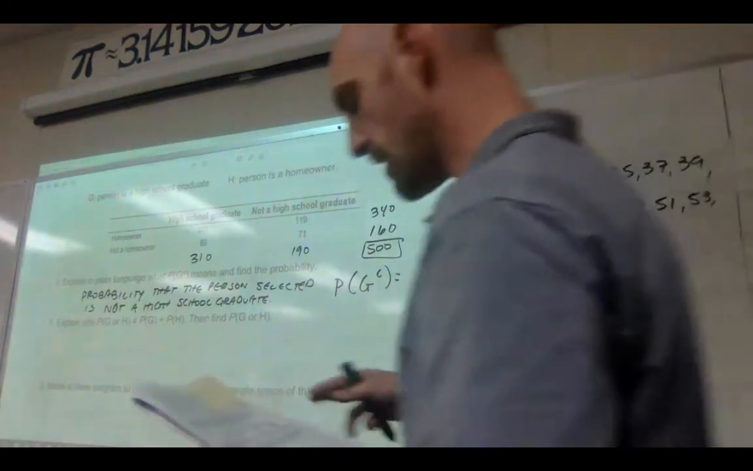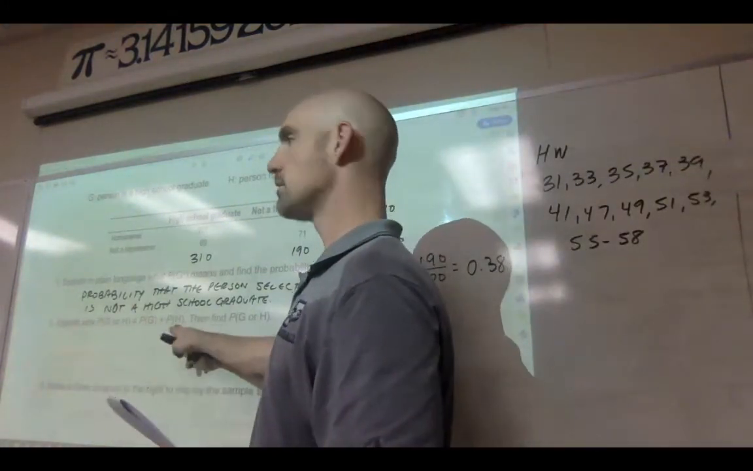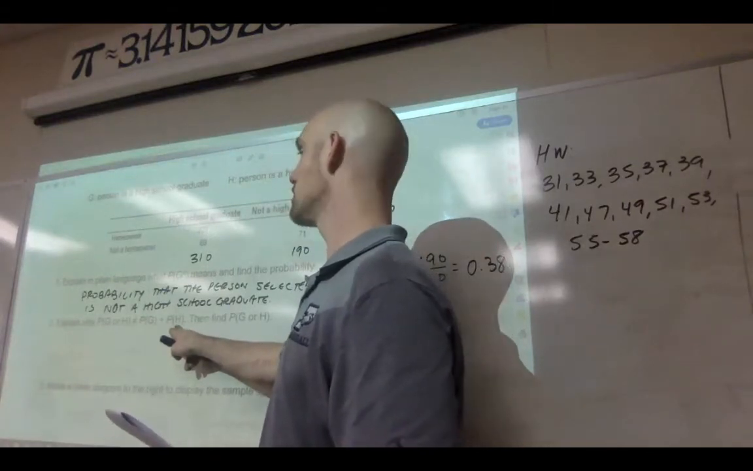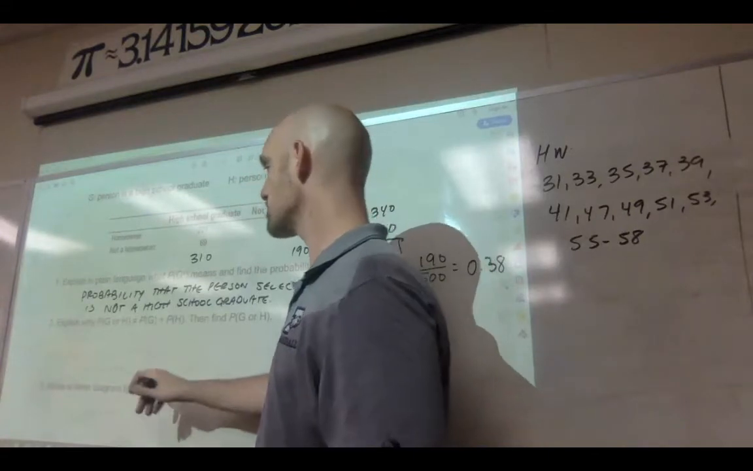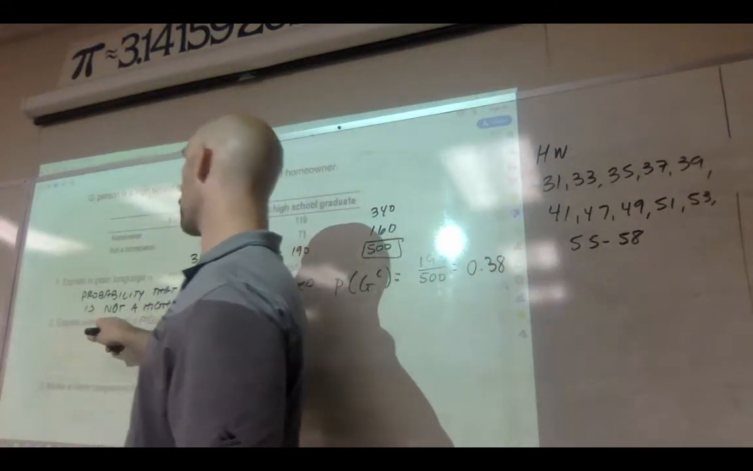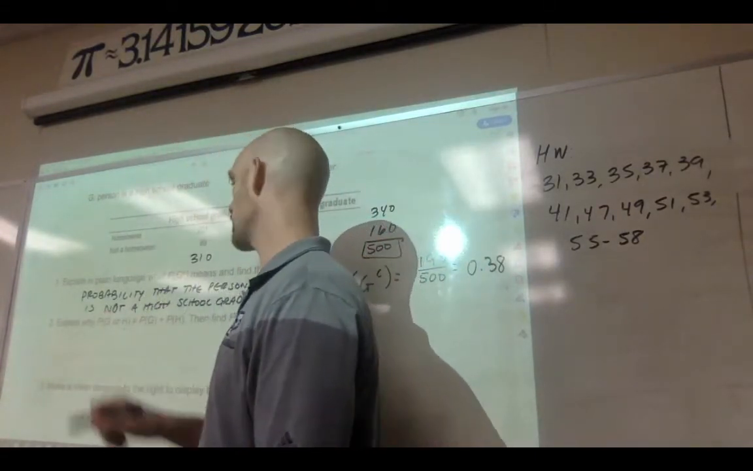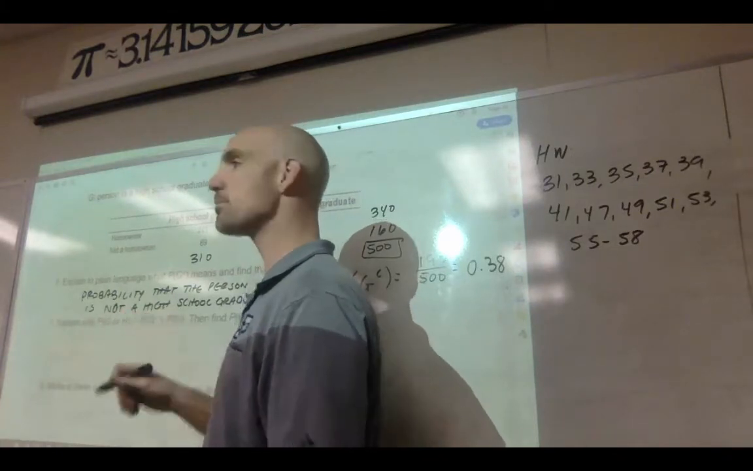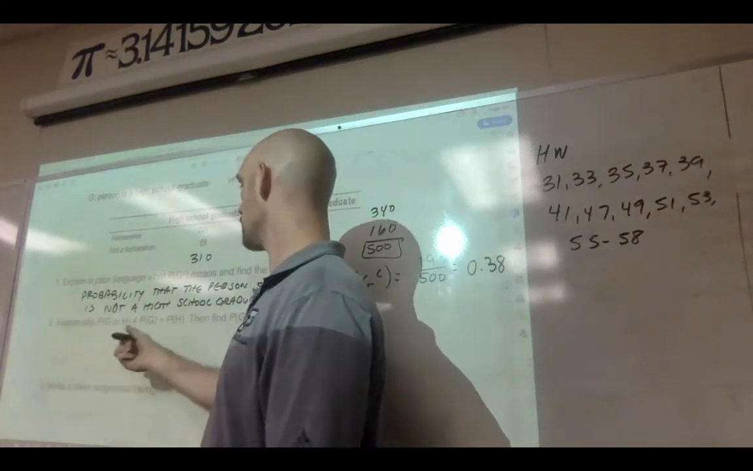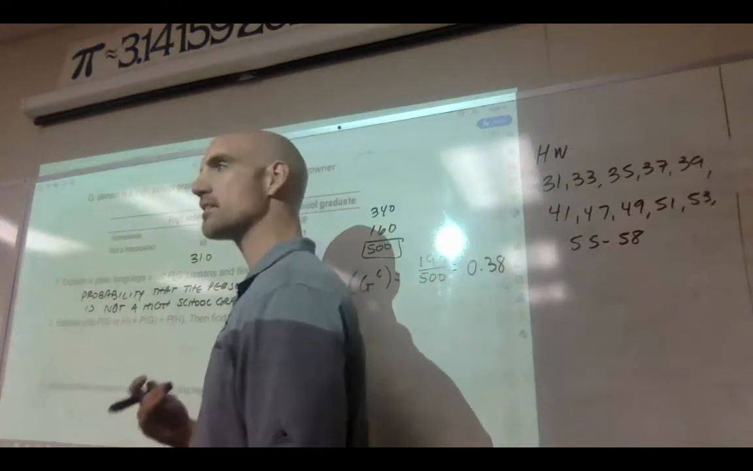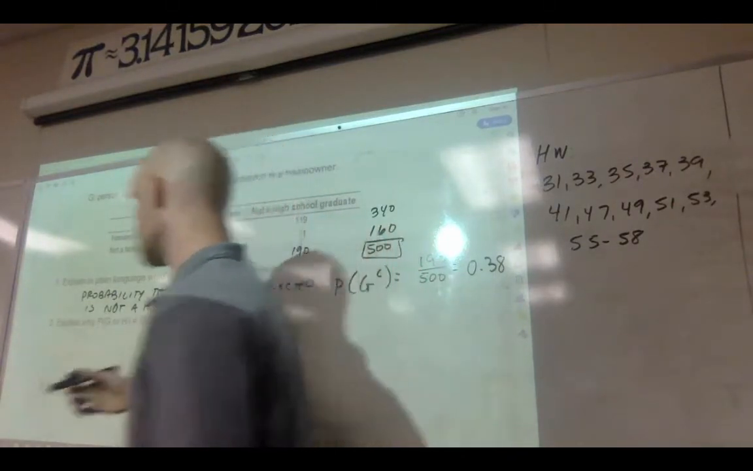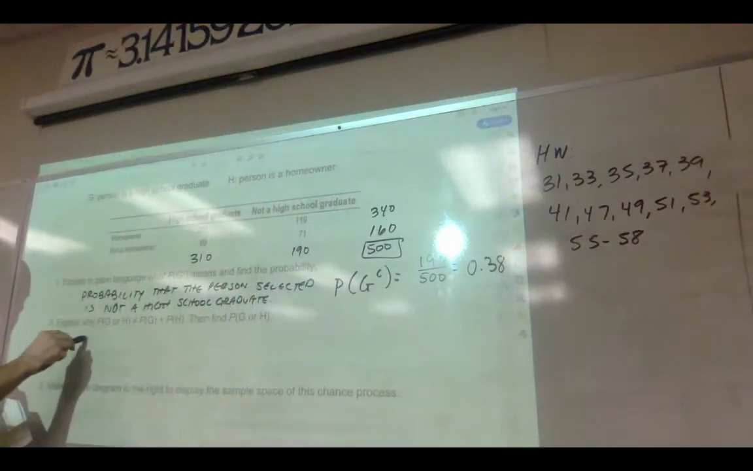So what do we need to add in here? Minus P of G and H. You have to subtract what's shared, because this means the probability that you graduated or you owned a home, and they're saying that equals the probability that you graduated plus the probability that you owned a home. Well, I graduated and I own a home. I would be subtracted from this because I would have been counted in here and here. So there are some.